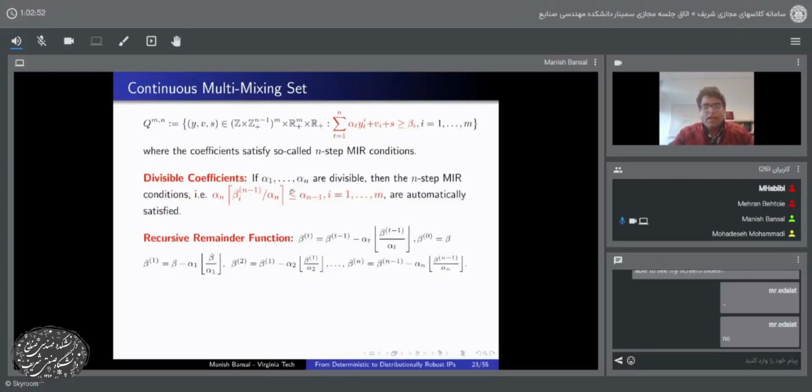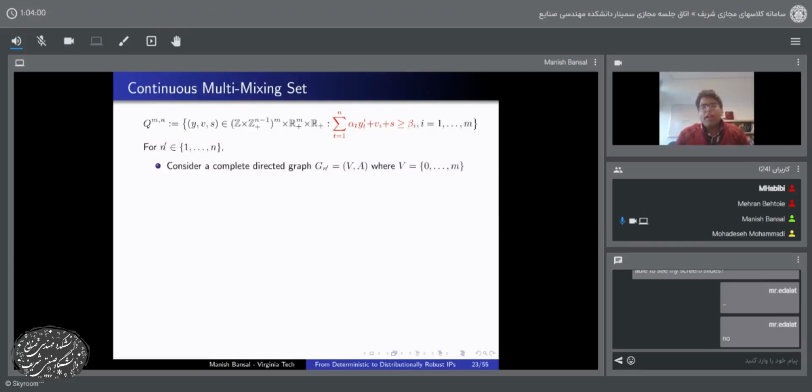I'm not getting into the details of these MIR conditions, but if alpha 1, alpha 2, up to alpha n are divisible, then these conditions are automatically satisfied. I would like to introduce a notation that I will be using, which is beta superscript p. Beta superscript 1 is the remainder of beta with respect to alpha 1, that is, beta superscript 1 equals beta minus alpha 1 times floor of beta by alpha 1. Beta superscript 2 is the remainder of beta superscript 1 with respect to alpha 2, and so on. Beta superscript n is the remainder of beta superscript n minus 1 with respect to alpha n. So you will see some of these notations.